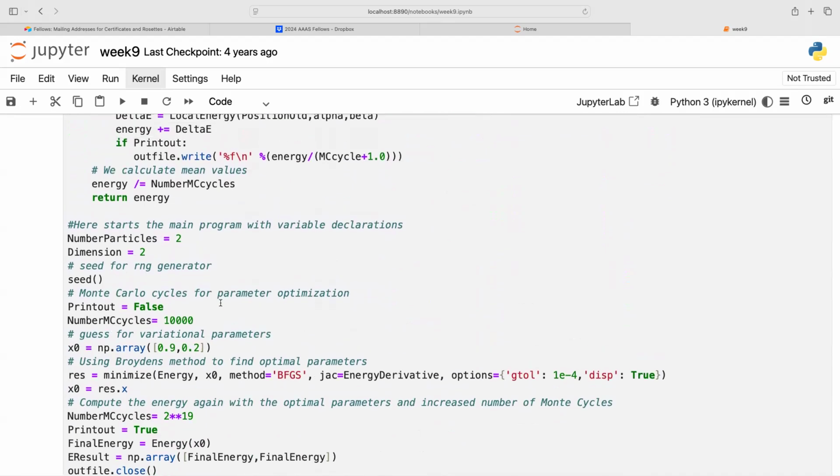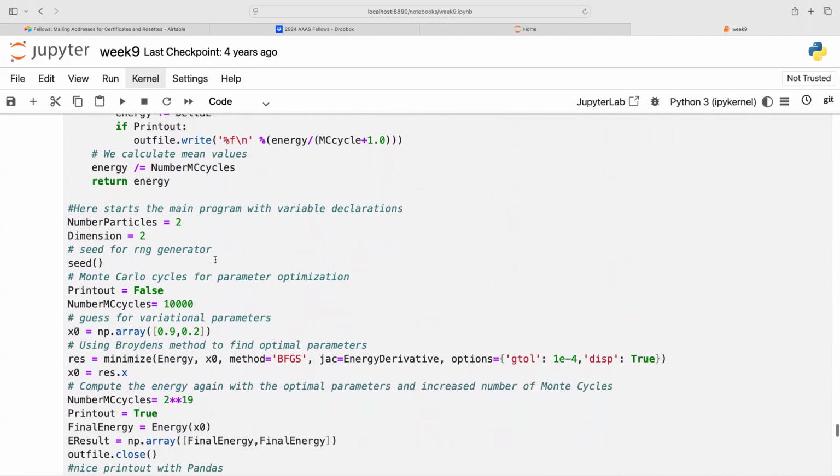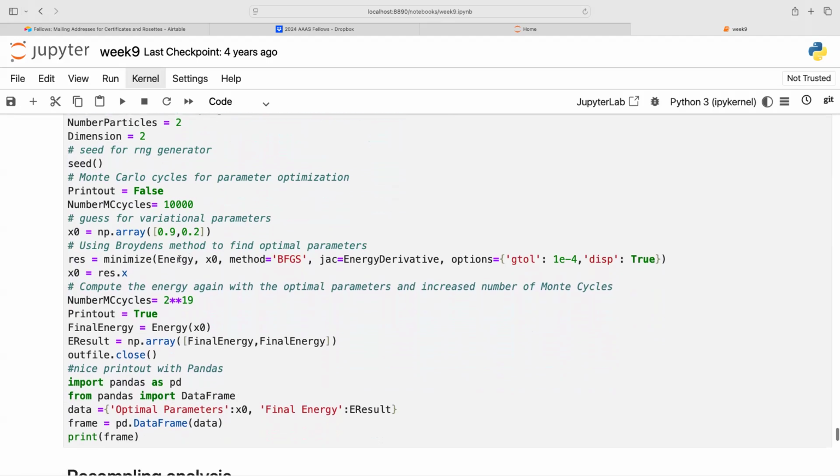And then what I'm doing is that for every calculation of the energy here, when I'm doing my production run, I have the number of particles, 2 dimensions, and I initialize the random number generator. In the first calculation, I'm actually only running with few Monte Carlo cycles. So these are my runs for finding the optimal values of the parameters, where I give a guess of 0.9 and 0.2. And then I minimize the energy and find the optimal parameters.